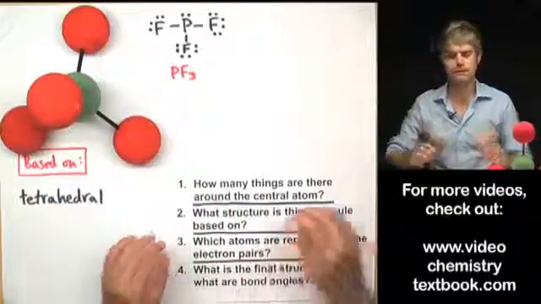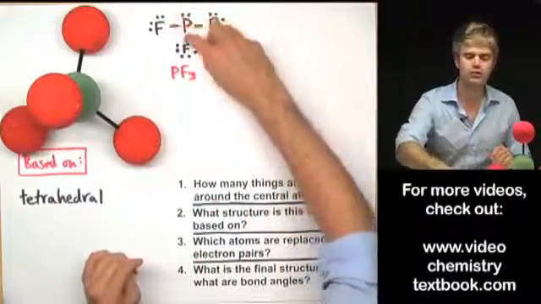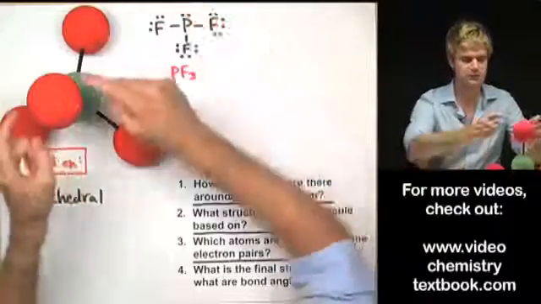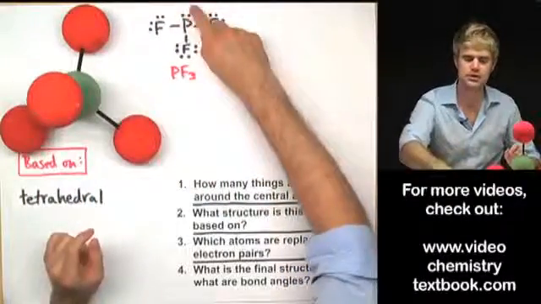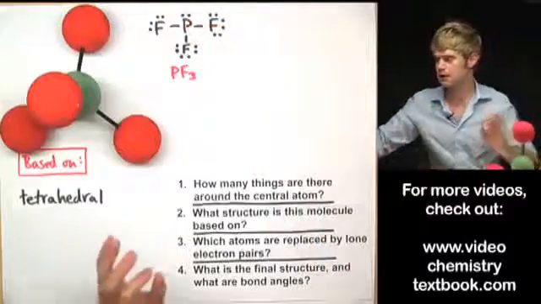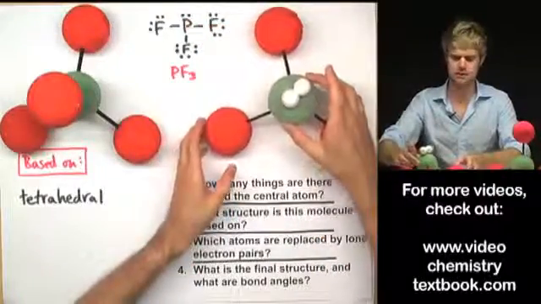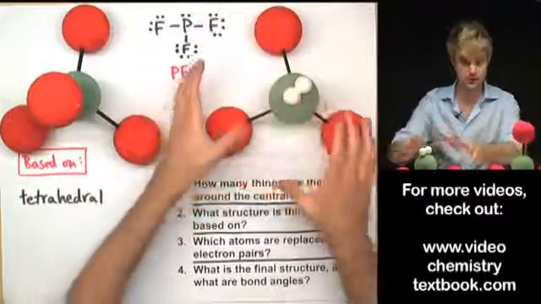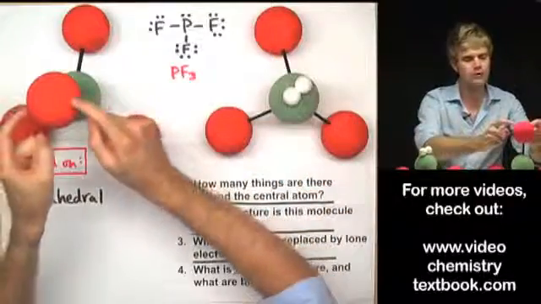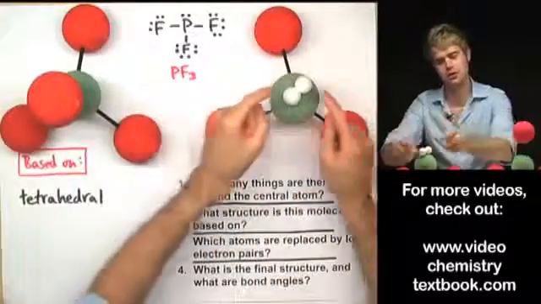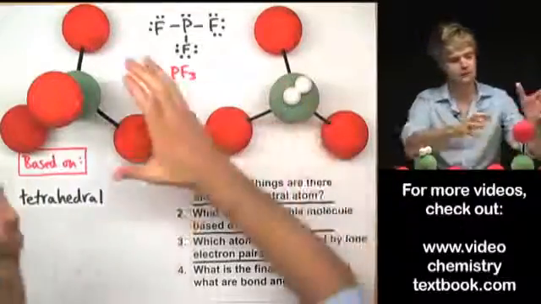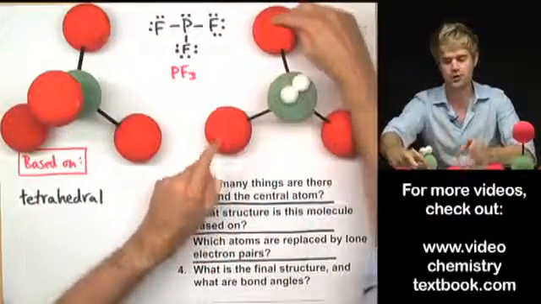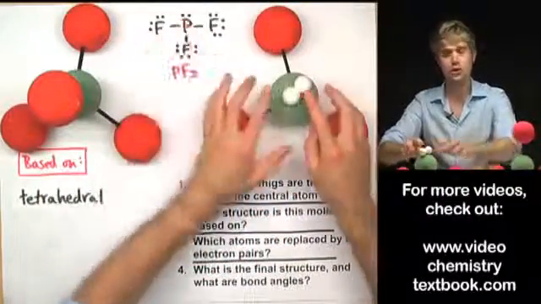Now here's what's important. In PF3, only 3 of the things that surround the central atom are other atoms. One of the atoms from this tetrahedral structure has been replaced by a lone electron pair. Here's what I mean. This is what PF3 looks like. See that it's very similar to the tetrahedral shape. There are 4 things that surround this, but one of these atoms from the tetrahedral shape has been replaced by a lone electron pair. So the 4 things in tetrahedral are 4 atoms. The 4 things in PF3 are 3 atoms and 1 lone electron pair.